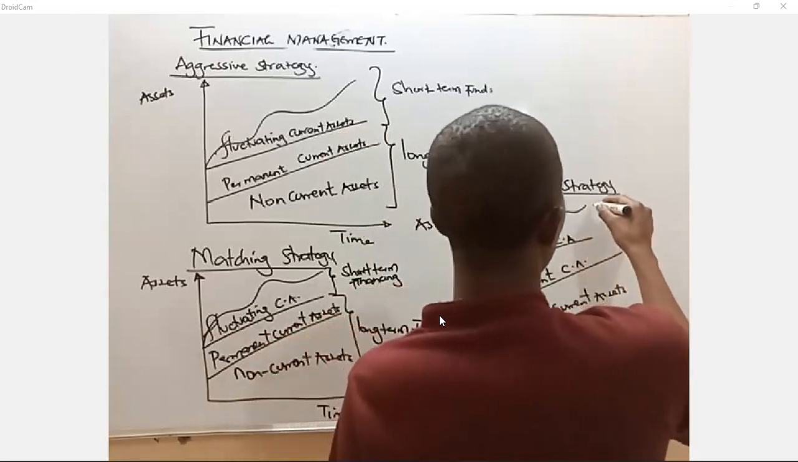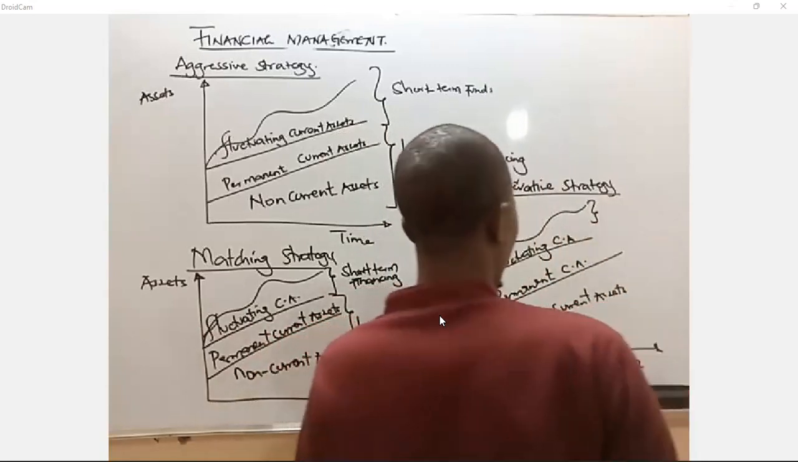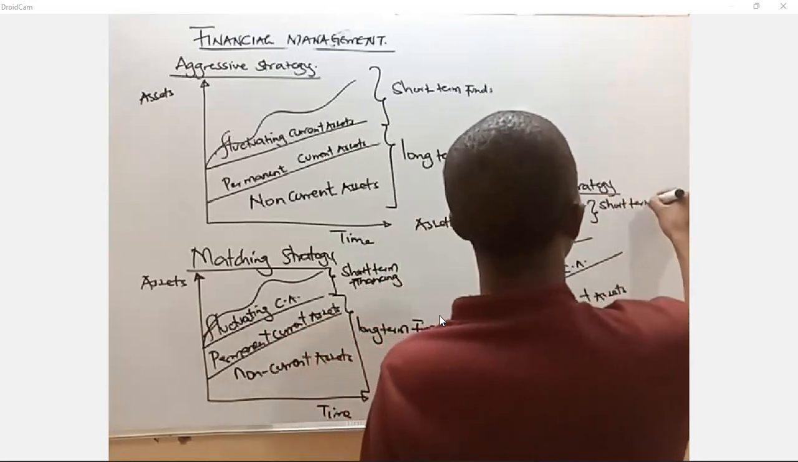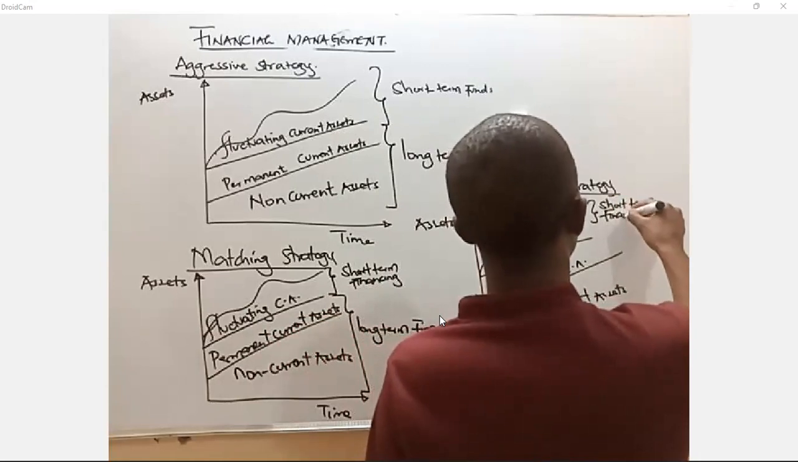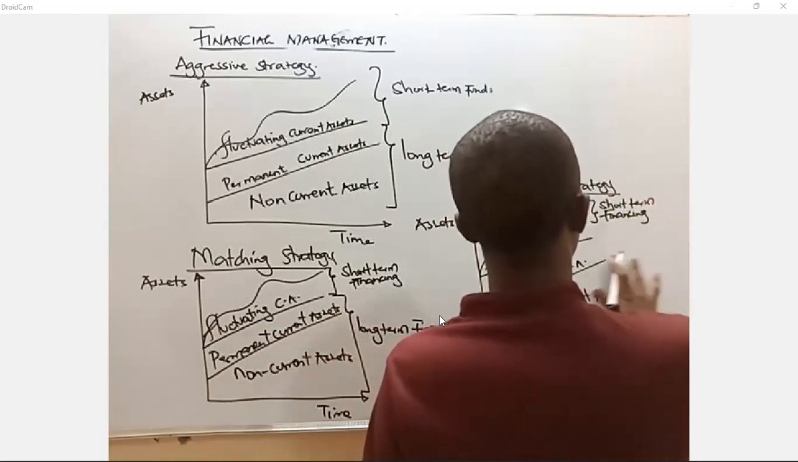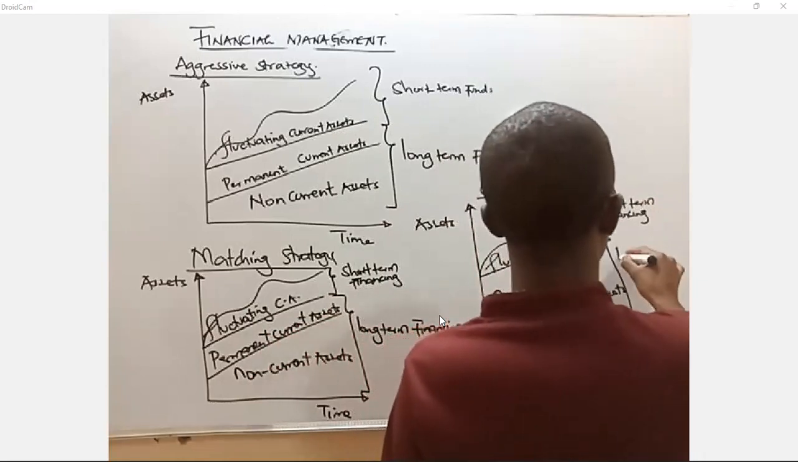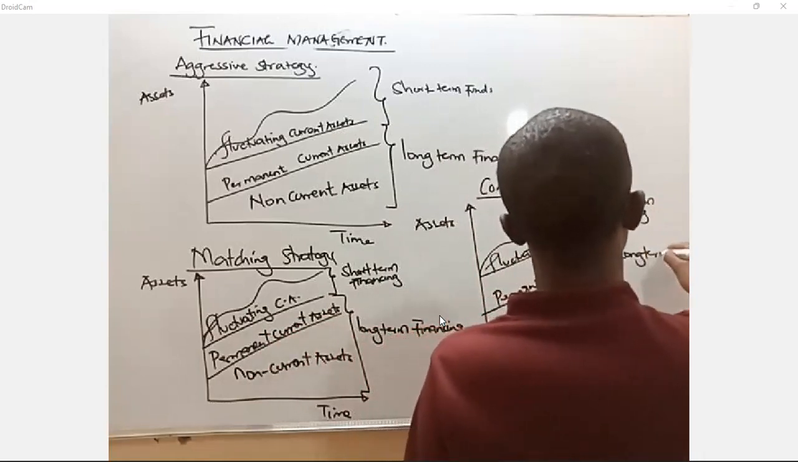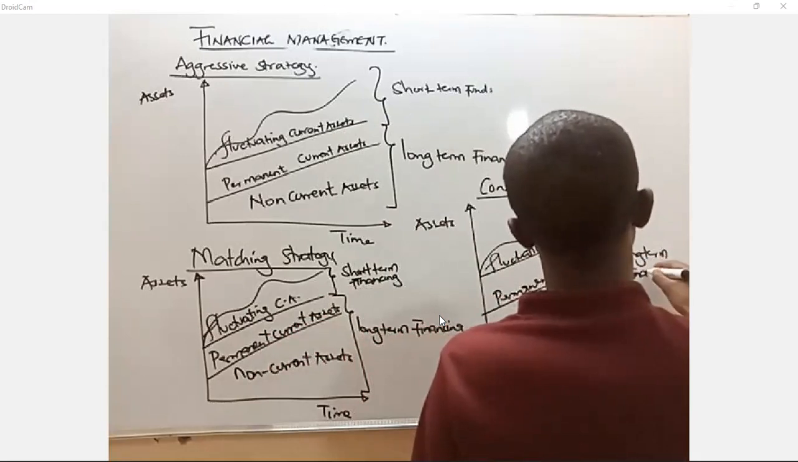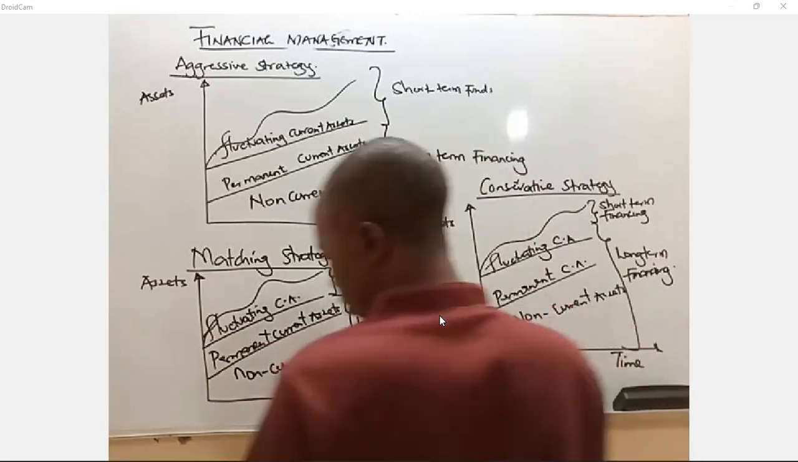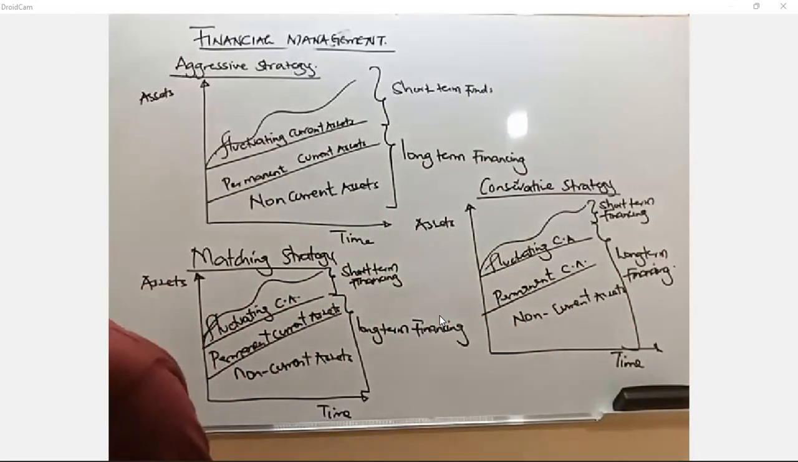So we are saying the short-term financing can be used to finance part of the fluctuating current assets, this short-term financing. Then all the way from these points, we can use the long-term financing. That is all that it means. That is what all that information means.